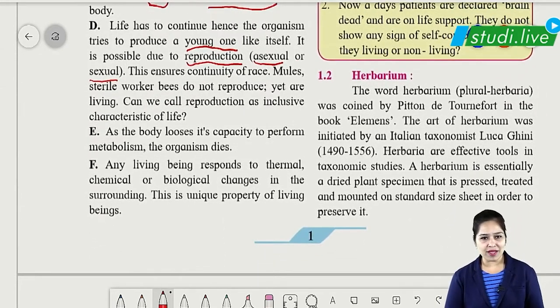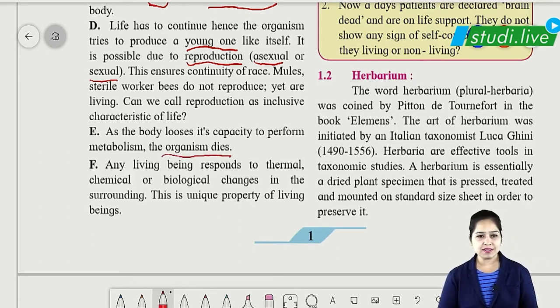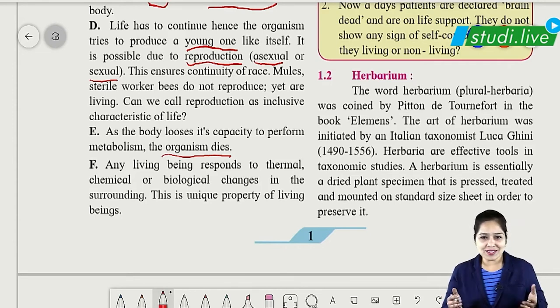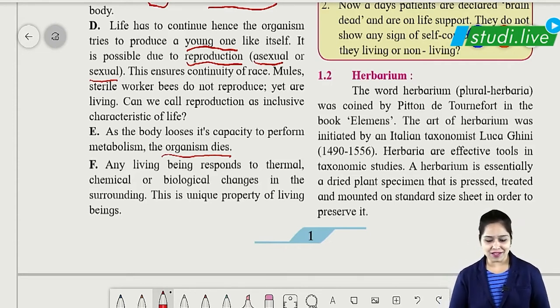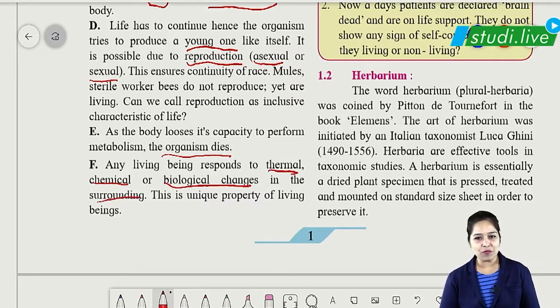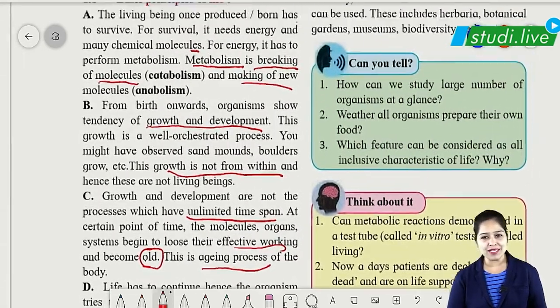So the fifth point which we are seeing: as the body loses its capacity to perform metabolism, if any of the organ functions of the body is not working, then what happens? Yes, unfortunately the organism dies. The sixth point is that a living organism, as when we turn on the air conditioner, can respond to the coldness, or when it is extremely hot, we start feeling hot. So a living organism can respond to thermal, chemical, or biological changes in the surrounding, and this is also a unique property of living organisms.